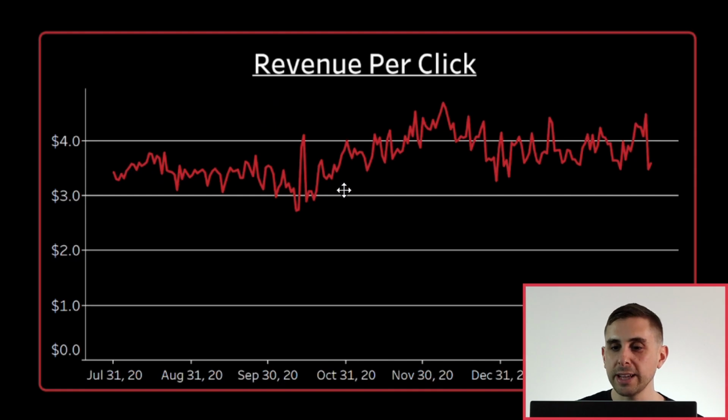Finally, we have revenue per click, and you can see that the revenue per click has been generally trending up, and more recently we're at around $4 in revenue per click across our user base. All right, so now let's look into the performance based on match type.